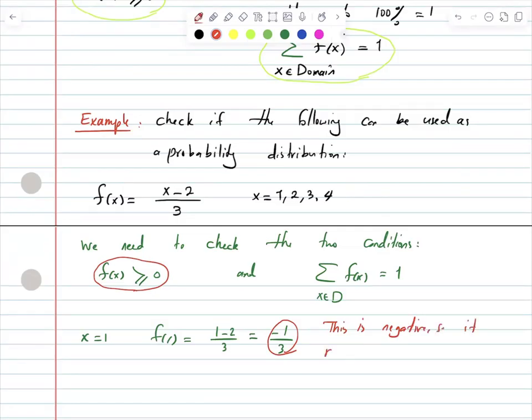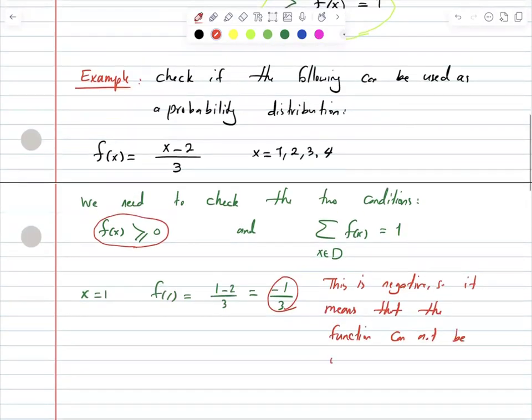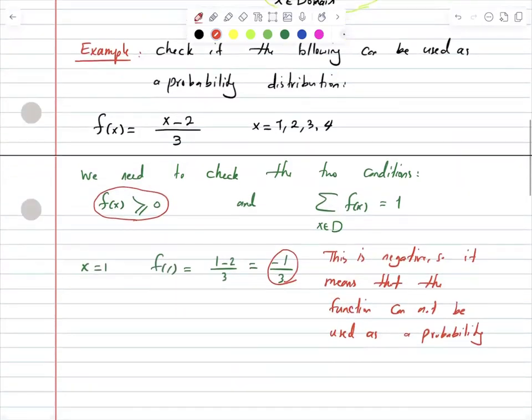So it means that the function cannot be used as a probability distribution. You might say, hey, what if I just change the values from 1 to 2, 3, and 4? So let's see.